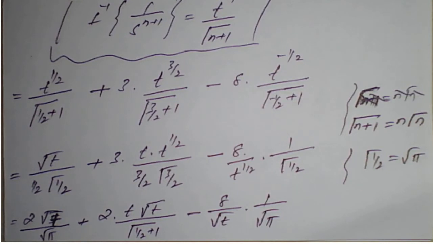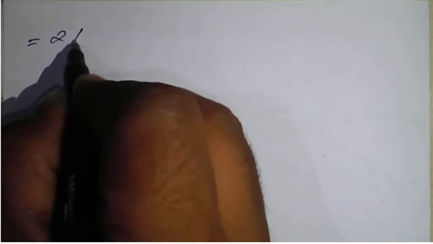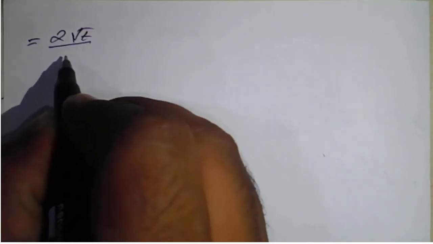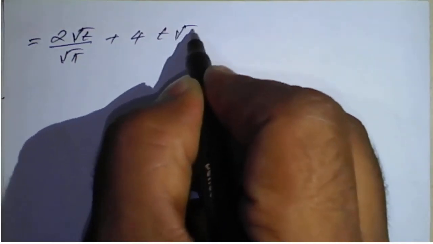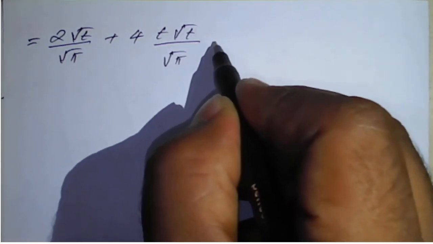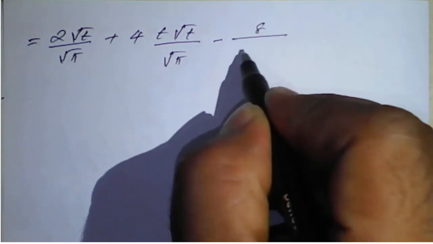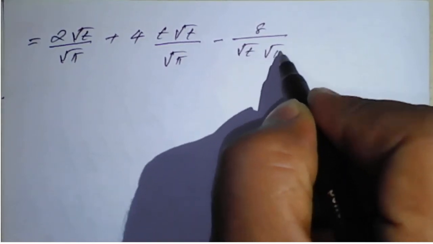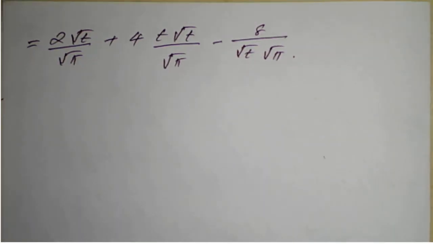So the final simplification is 2 root t divided by root pi, plus 4 t root t divided by root pi, minus 8 divided by root t into root pi. In this way we need to simplify the problem here.